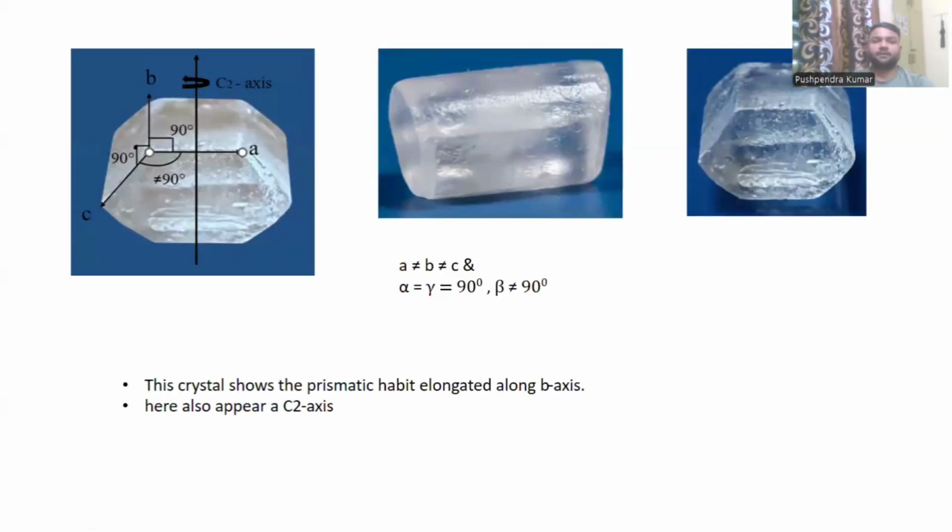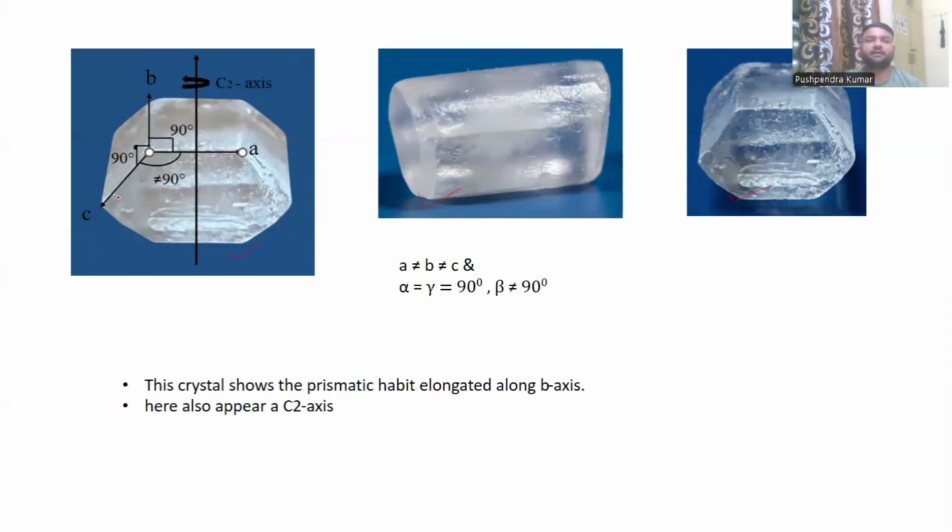These are the images taken from different views and different angles. So different types of images are there. From here we can say that these are the three different axes, the three different lattice parameters of these crystals, and these are the angles between these lattice parameters.